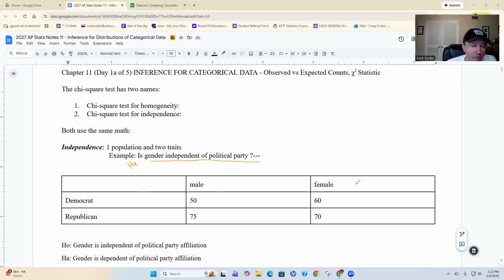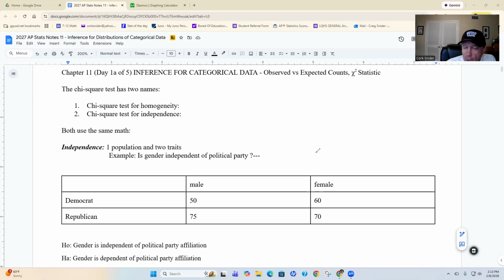So I wrote that here: is gender independent of political party affiliation, or is gender dependent? A lot of times they'll use the words same and different. So they would join the political party at the same rate, or they would join the political parties at different rates. It can be worded a lot of different ways, but same and different is the most common.